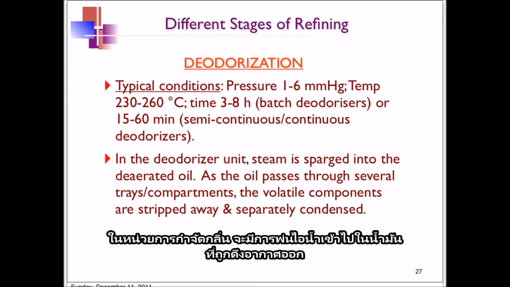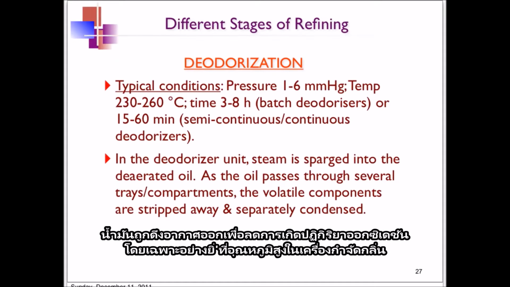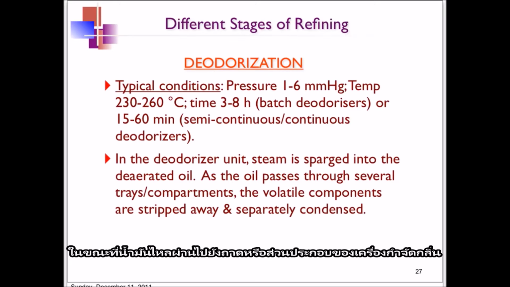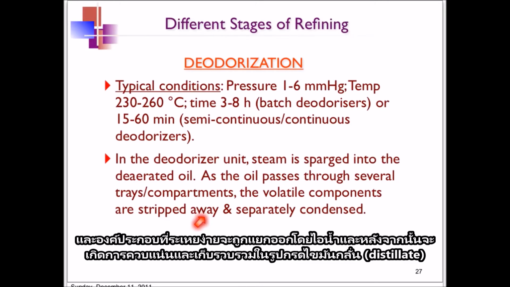So in the deodorizer unit, steam is sparged into the deaerated oil. The oil is deaerated to remove the air, so that it will reduce oxidation, especially at the high temperature in the deodorizer. And the steam will come into intimate contact with the oil. As the oil passes through several trays or compartments in the deodorizer, the volatile components are stripped away by the steam, and then separately condensed and collected as the fatty acid distillate.